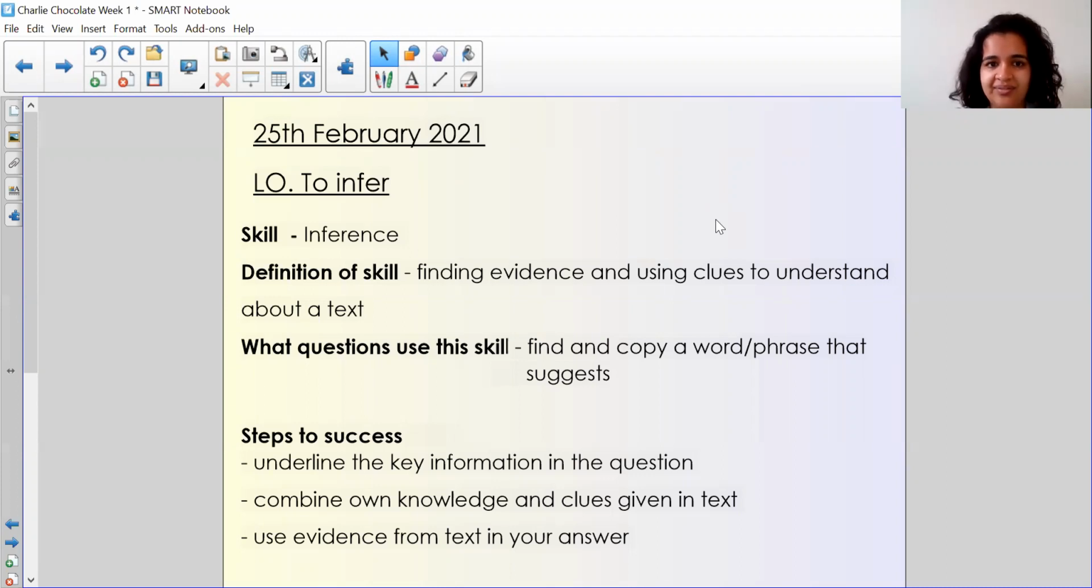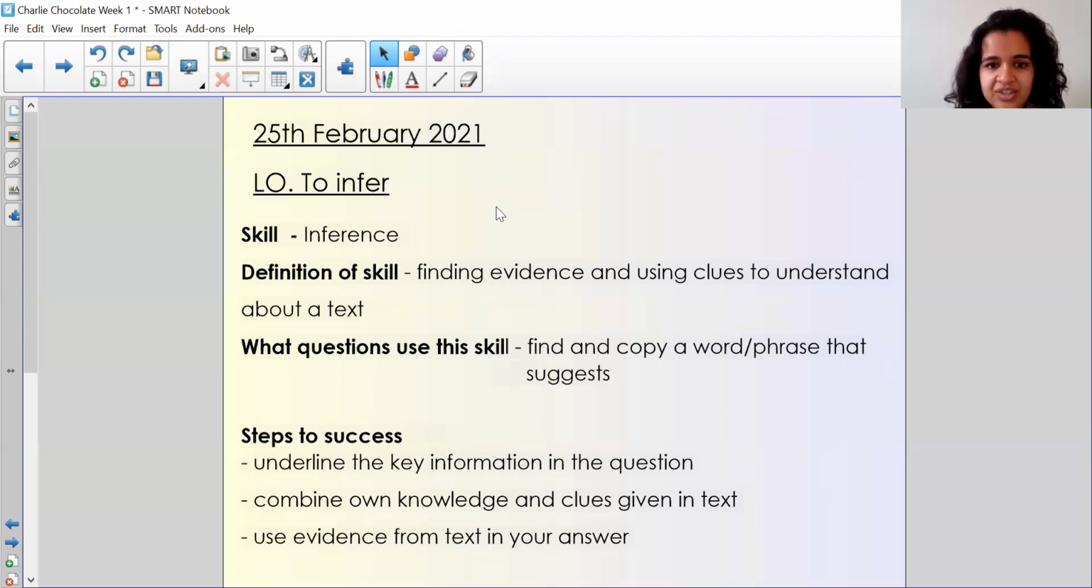Today is the 25th of February, 2021, and we're going back to our skill of inferencing. I hope you had a lovely time coming up with all those different creative suites yesterday. I hope you enjoyed them as much as I loved looking at them, and I hope that you really practiced your skill of innovating. But today, let's go back to our skill of inferencing when reading.